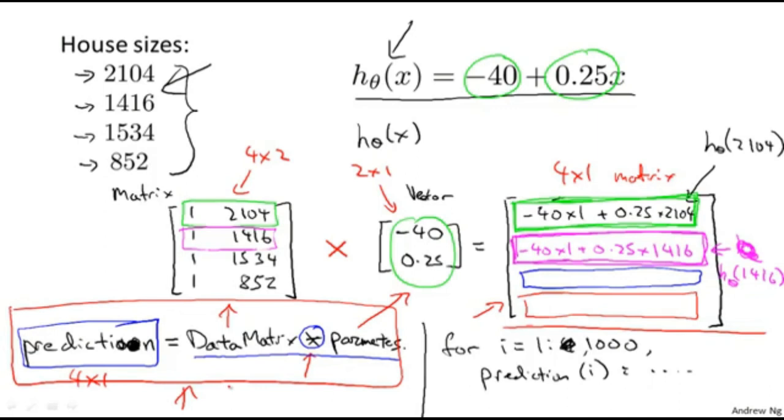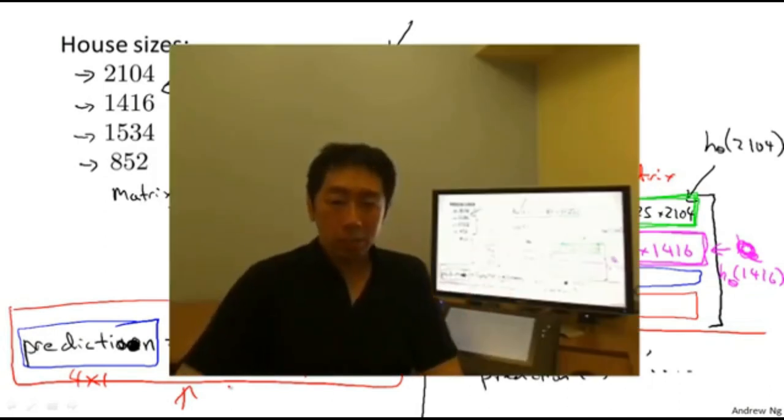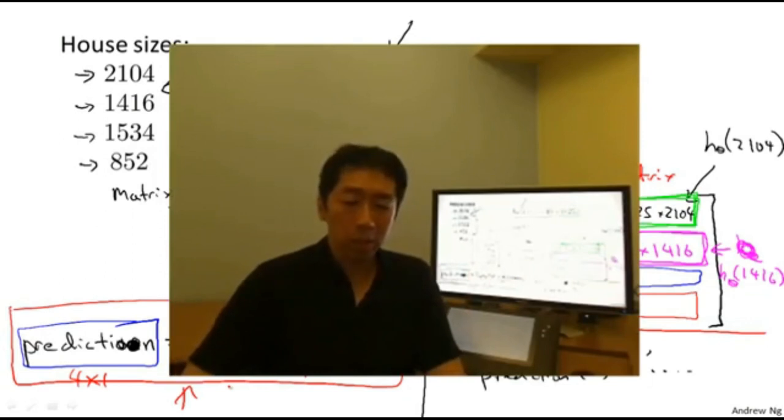So that's it for matrix vector multiplication, and we'll make good use of these sorts of operations as we develop the linear regression and other models further. But in the next video, we're going to take this and generalize it to the case of matrix-matrix multiplication.